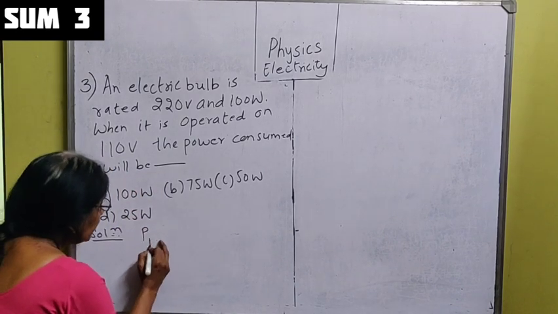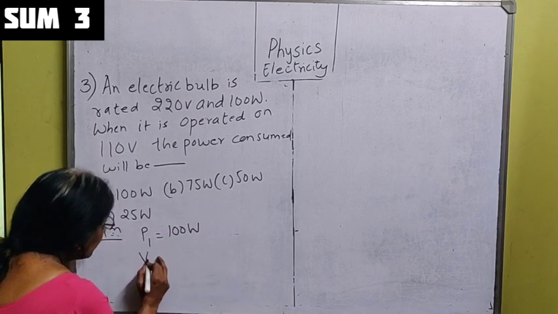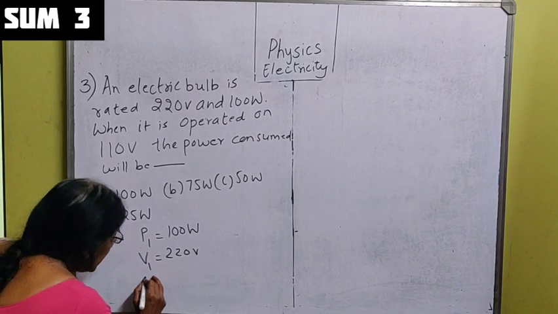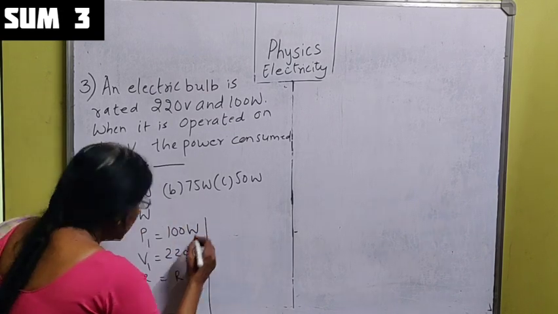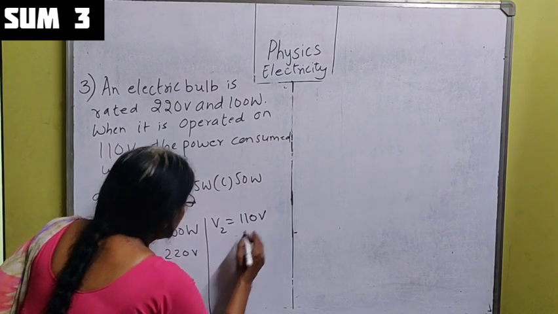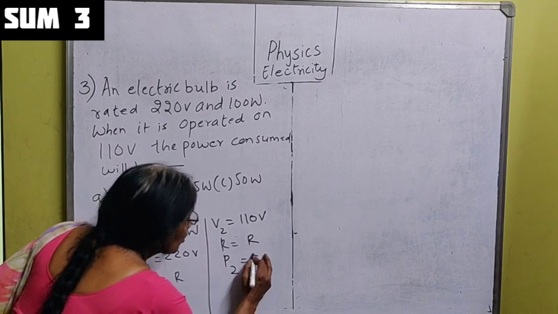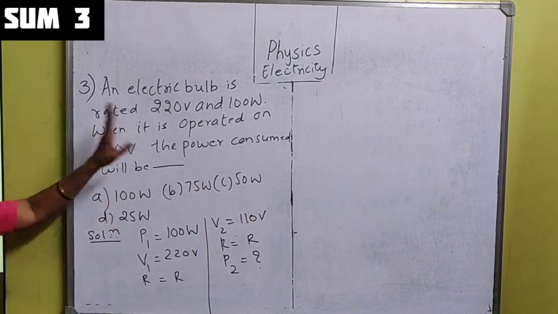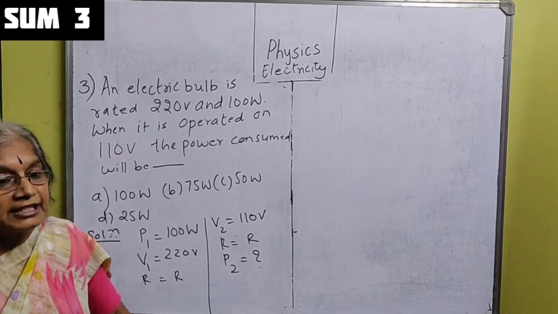So first we take P1 is equal to 100 watt, V1 is equal to 220 volt, then R is equal to R only. Then the second one: V2 is given as 110 volt, R is equal to R, and we have to find P2. P2 is not given to us. R is the same for both because the same electric bulb is taken, so for the same electric bulb the resistance will be the same.